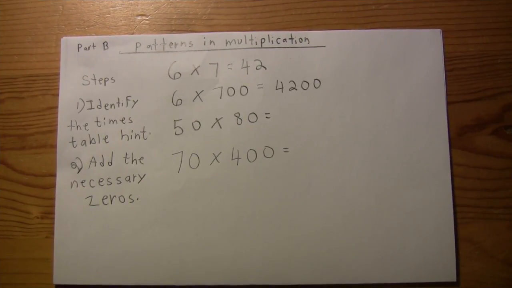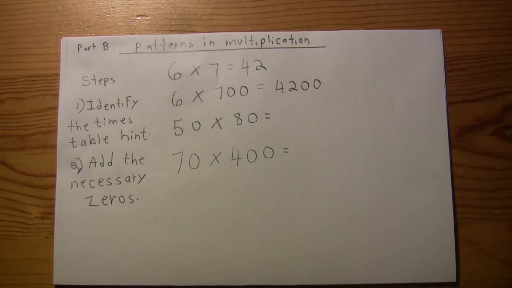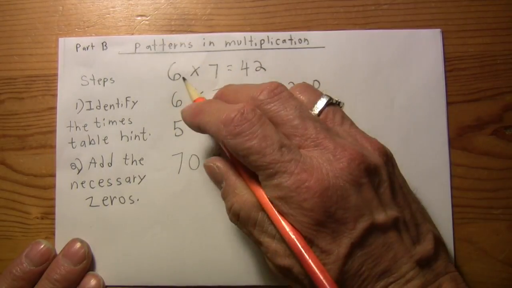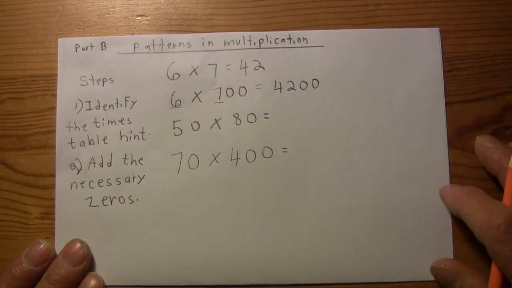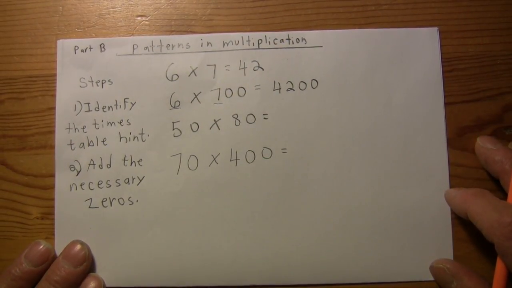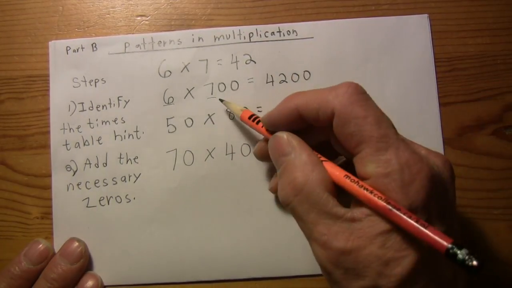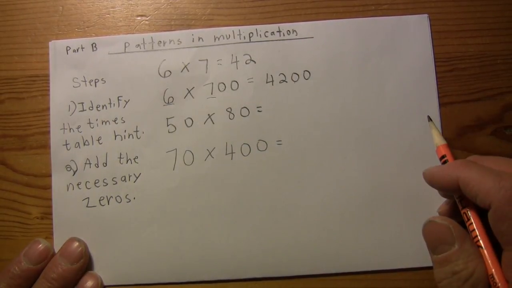The second part of our test, part B, is on the topic of patterns in multiplication. Let's go over the steps. The steps are first to identify the times table hint and then add the necessary zeros. For example, 6 times 700, you look at the times table hint. 6 times 7 is 42. If you look at the first digit of each number, you'll see your times table hint. So you write that down, 42, and then you count how many zeros you need. 6 times 700 is 4200.